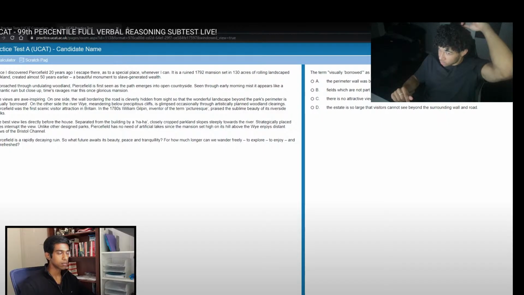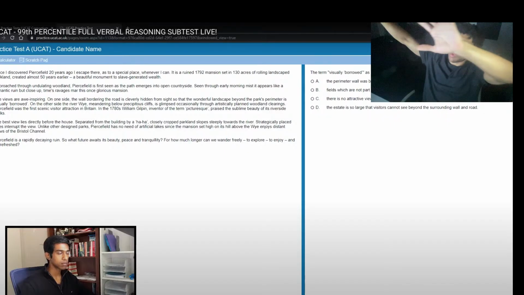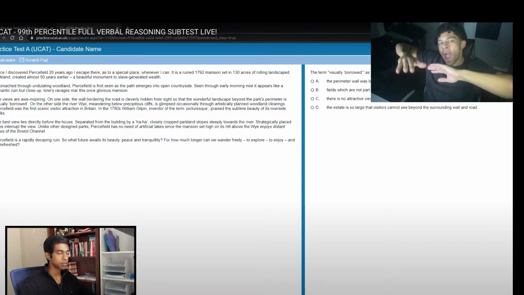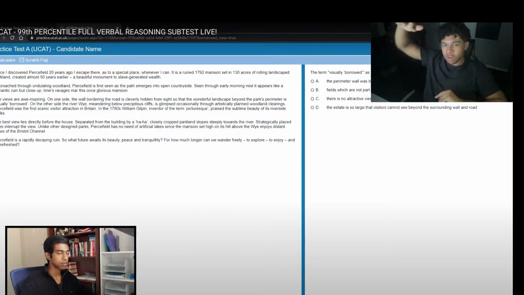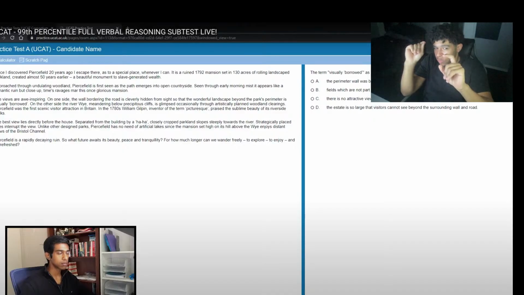That makes sense now. The wall bordering the road is cleverly hidden from sight. So there's a wall. I was thinking of hidden as if there's a bunch of trees. Like, let's say you got a wall. You know, like the Swiss cheese model, where if you throw a million darts, you're going to get one that goes through all the holes.